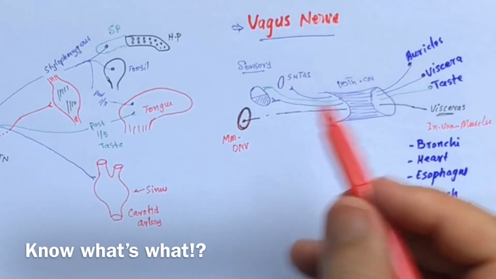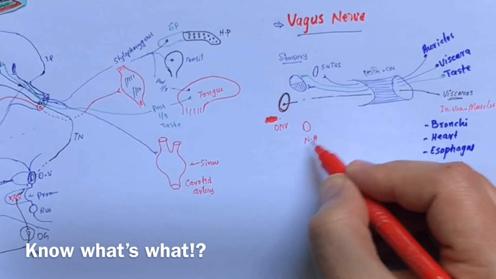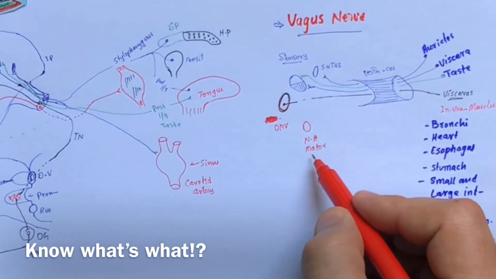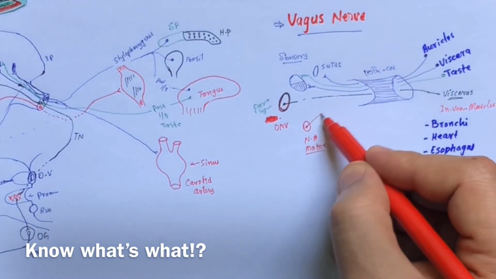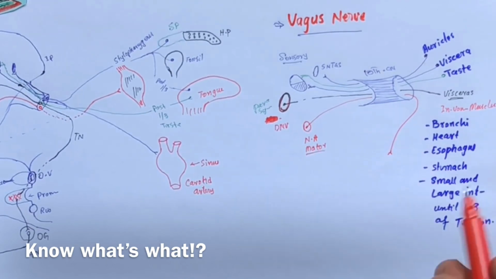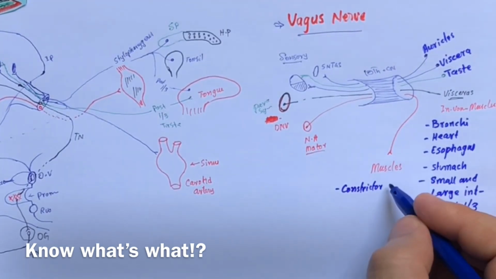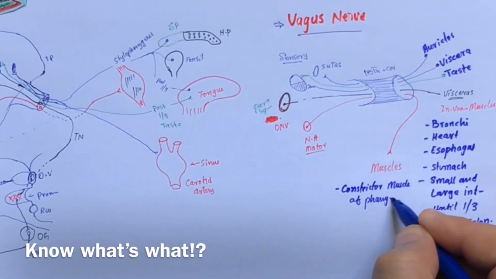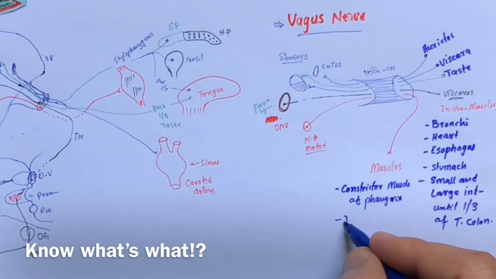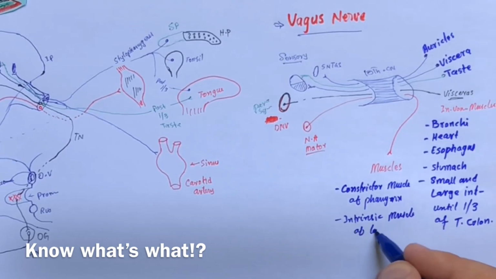Now we look at the main motor nucleus of the vagus nerve, which is the nucleus ambiguus, and it sends out the fibers through the vagus nerve and supplies the muscles. So if we show here the muscles, they are the constrictor muscles of the pharynx and the intrinsic muscles of the larynx. So this is the vagus nerve, the different fibers it has, the sensory, the parasympathetic, the motor, and the different nuclei.